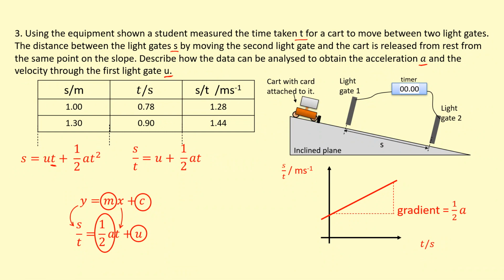So once I've gotten the gradient here, which is half a, so a will equal 2 times the gradient. And if I want the y-intercept, that will just give me the initial velocity straight away.